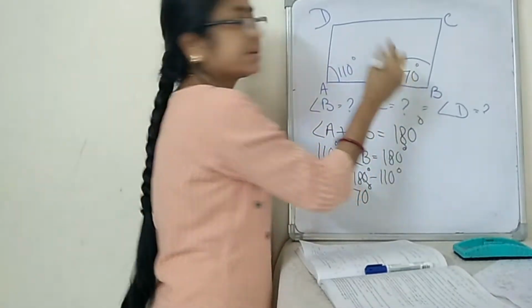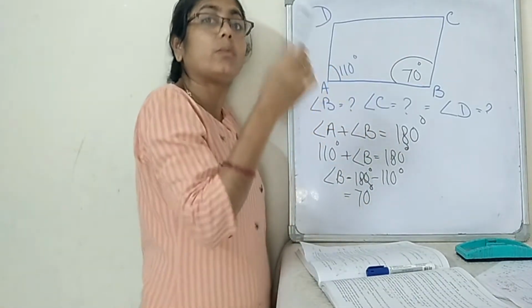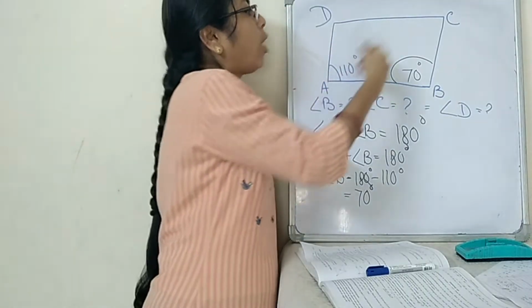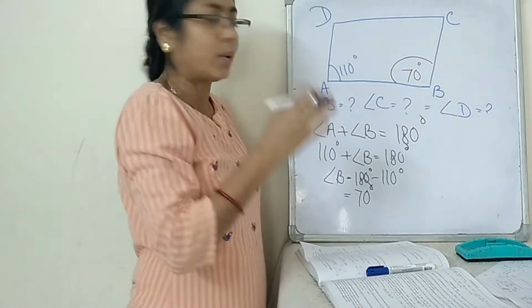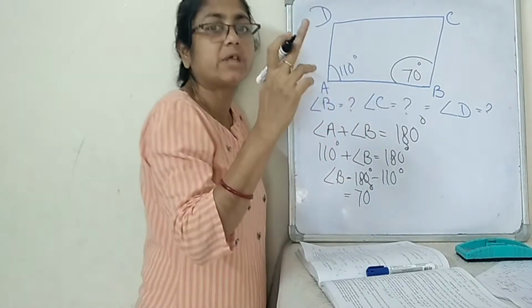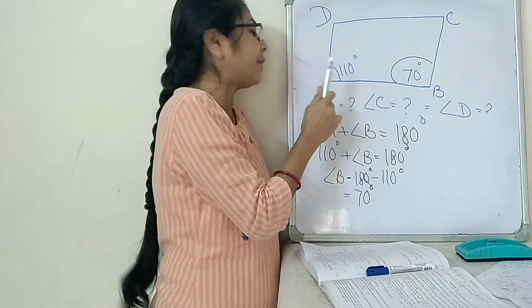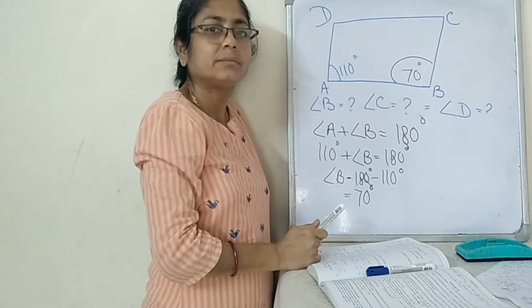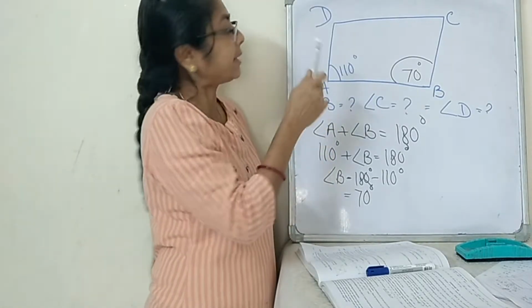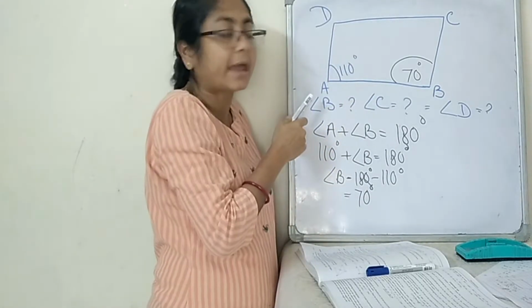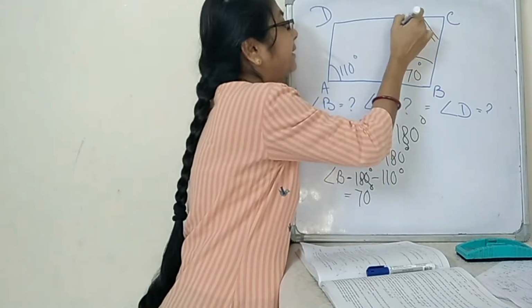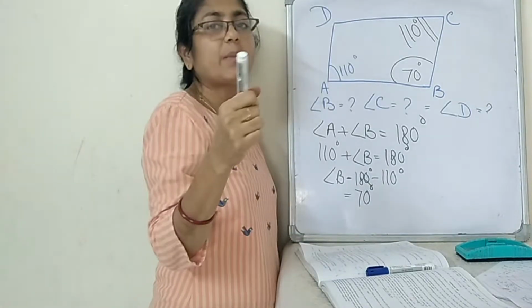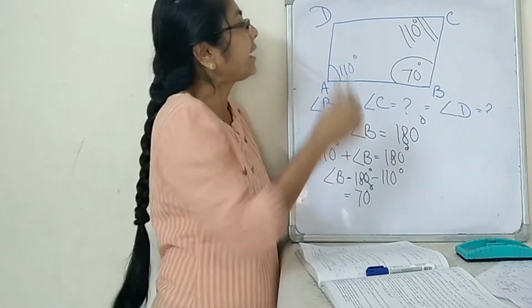This is 70 degrees. And what is the second property? What is the second property? We say that the opposite angles are always equal. Like first you tell me, what is the opposite angle of angle A? Opposite angle, angle C. What is the value of angle A? It is 110. Then what is the value of angle C? It is 110. Clear?